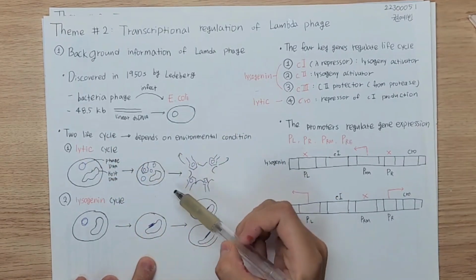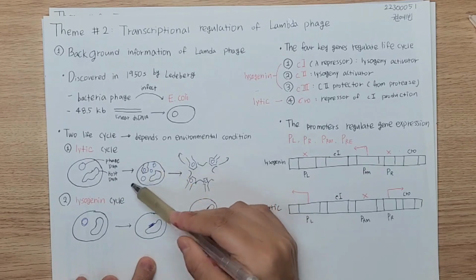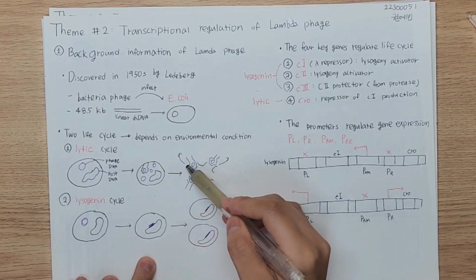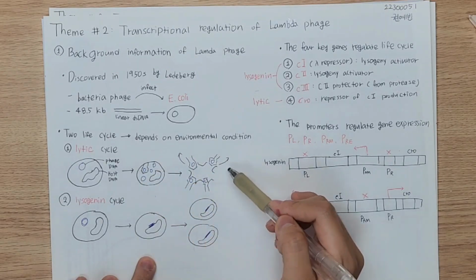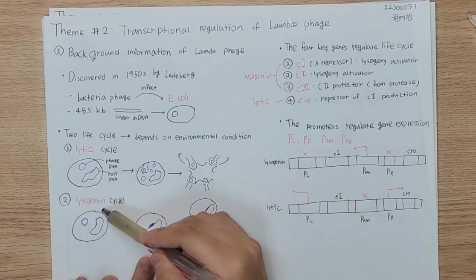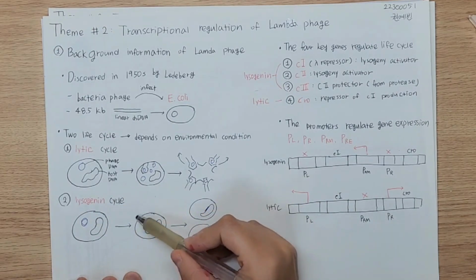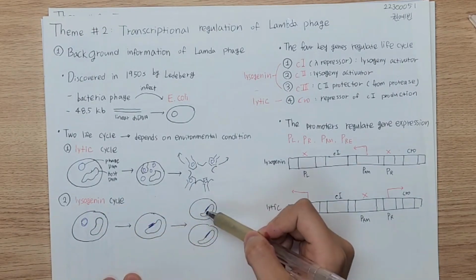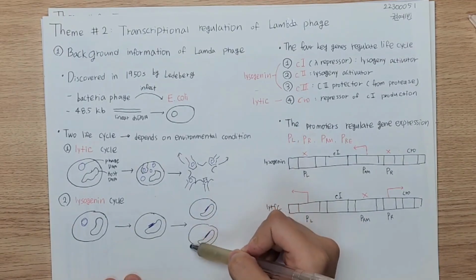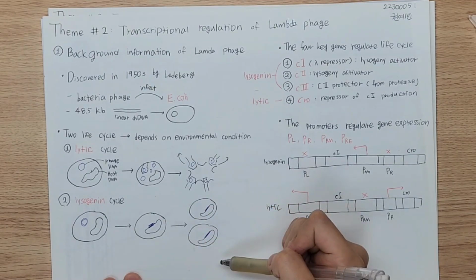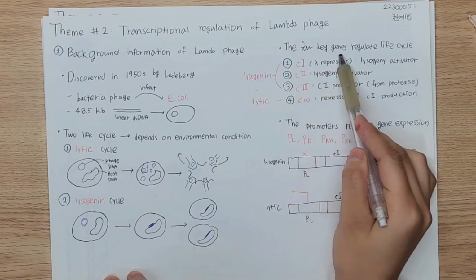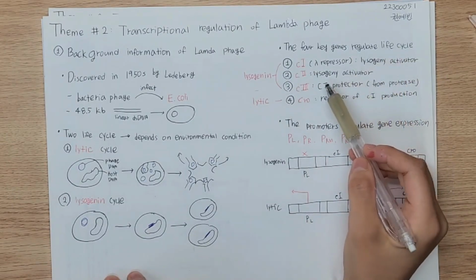In the lytic cycle, the phage replicates inside the host, lyses the cell, and releases new viral particles. In the lysogenic cycle, the phage DNA integrates into the host chromosome, and during cell division, the prophage DNA is passed on to the daughter cells. There are 4 key genes that regulate these life cycles.